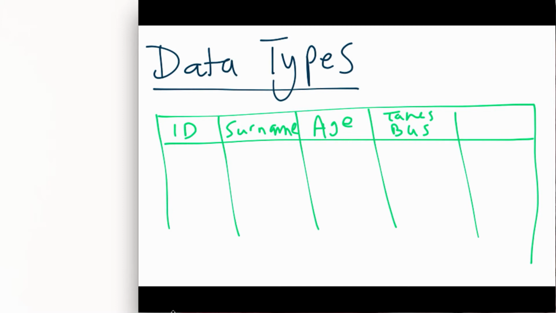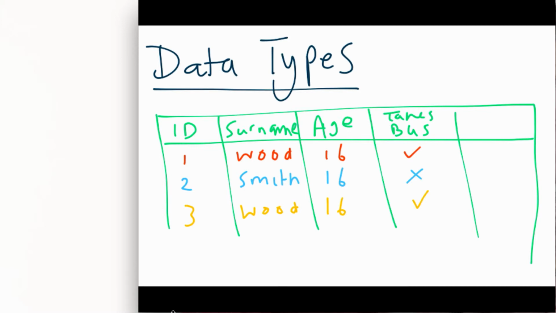If I just look at these ones, for example, and I fill it in, the ID here would be ID 1, surname Wood, age 16, takes the bus, yes. And I might have another record where the ID is 2, surname Smith, age 16, doesn't take the bus, cross. And then again I might have another one whose name is Sam Wood, she is 16, she takes the bus.